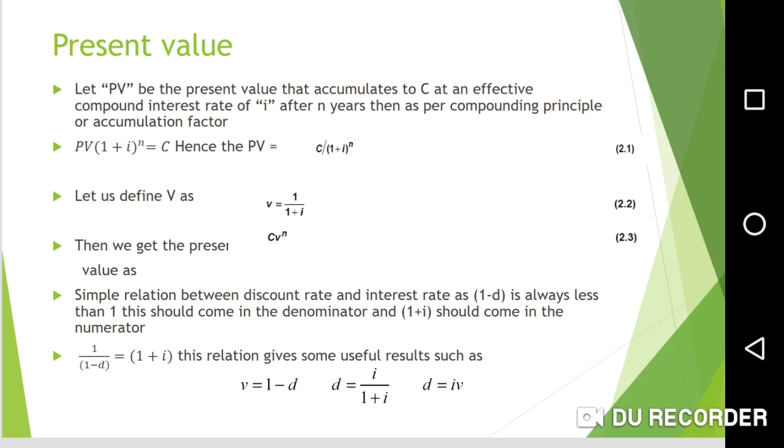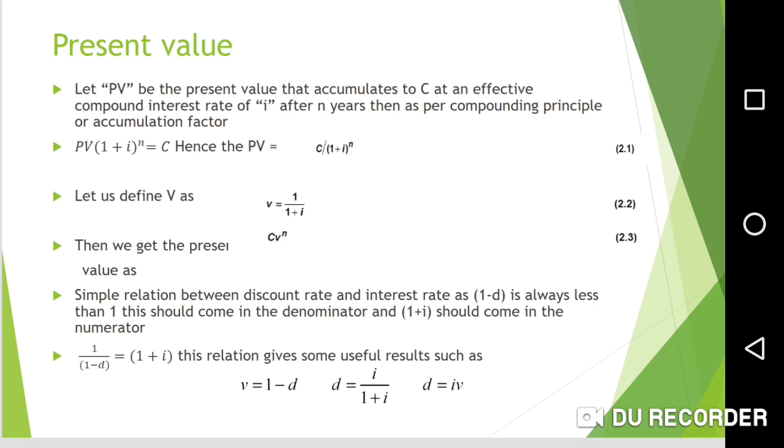So present value is nothing but, let us say we have some present value which is invested at an interest rate of i. So present value into (1 plus i) to the power n accumulates to C. So C is the accumulated value after n years at an interest rate of i.